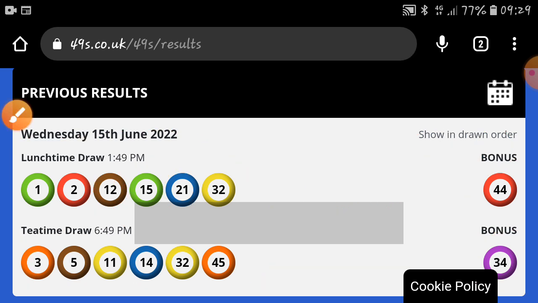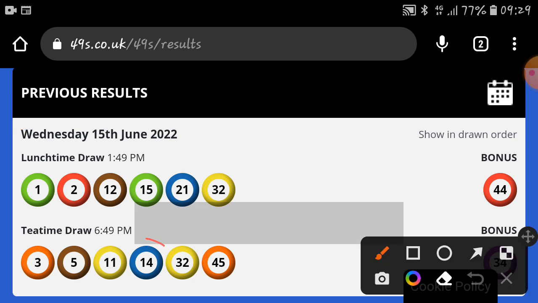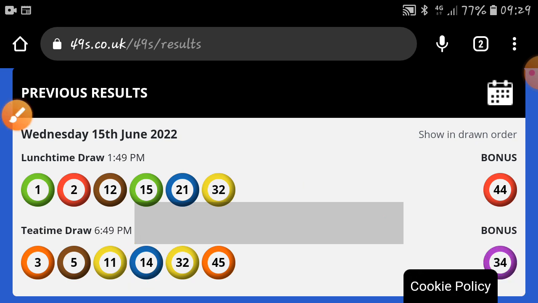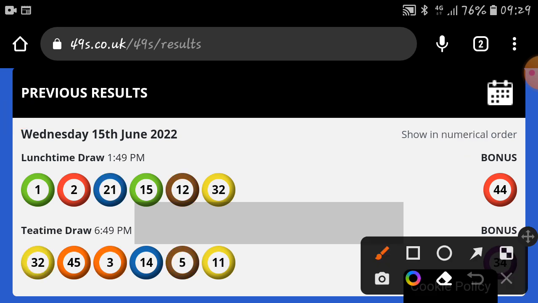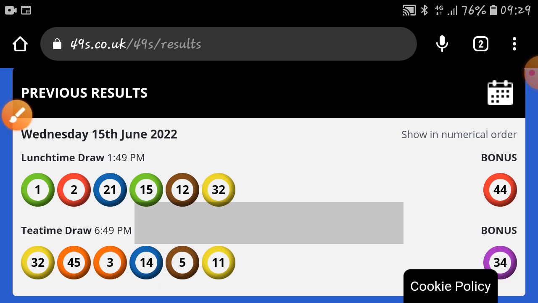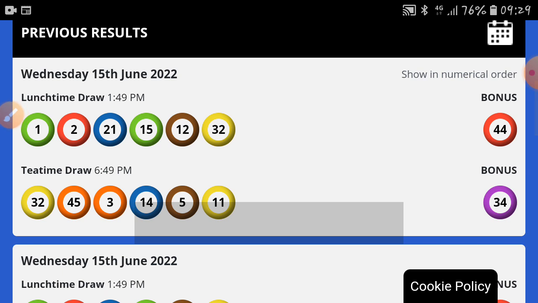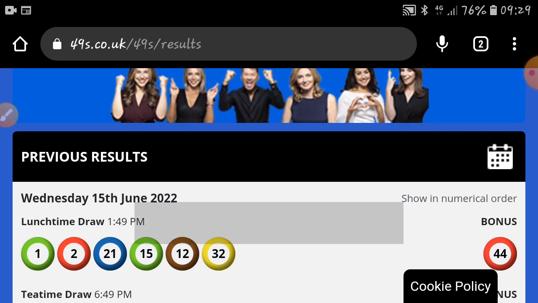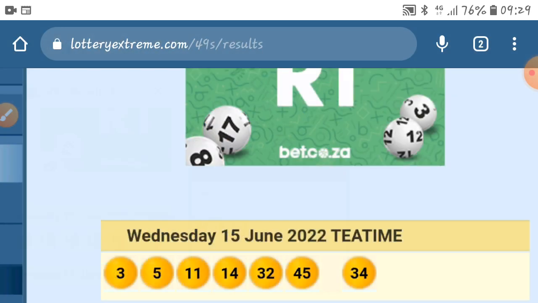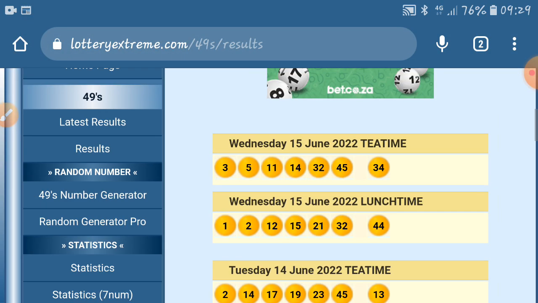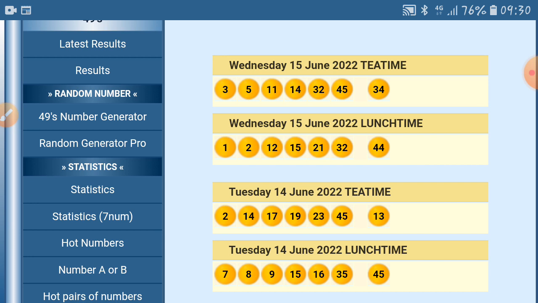Okay, so now going forward, we are going to monitor 14. Okay, I'm clicking. Okay, 14, as we can see, it does not change position, meaning to say it is going to be a repeat. So 14, we can play it as a repeat. That's what we get from these results. Okay, all right, let's go to Lotto Extreme and do something else.